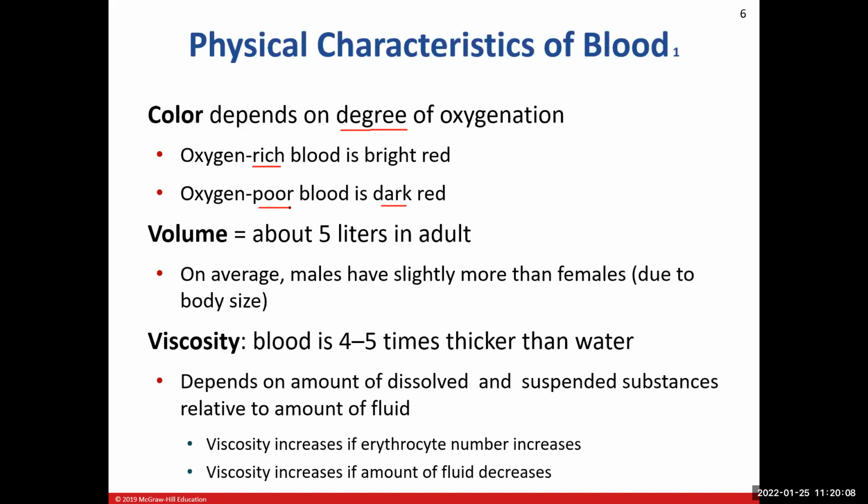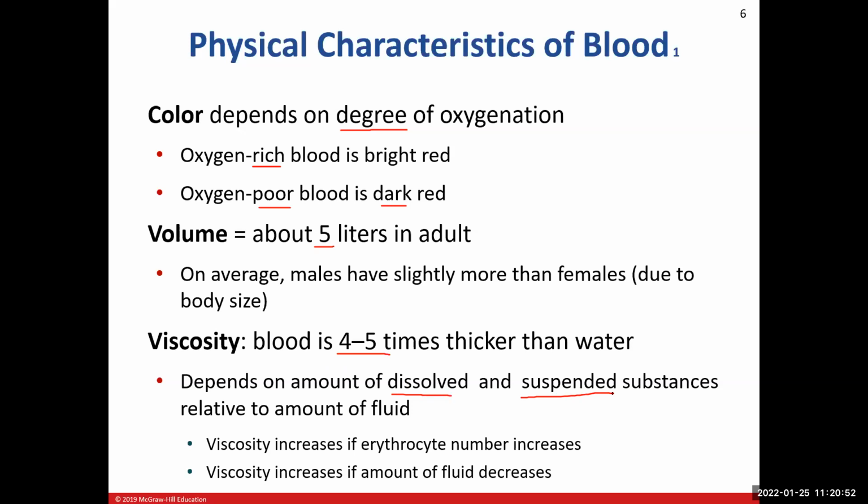So when we talk about how much blood is in the body, we're going to use volume to describe that. And most adults have about 5 liters, okay? Men slightly more because men are slightly larger than women. All right, viscosity, cool term. Talks about how thick the blood is. You can see here, blood is 4 to 5 times thicker than water. And it really depends on how much stuff is in the blood. When we talk about viscosity, what we're talking about is the formed elements that are in the blood and the amount of dissolved or suspended substances that are in the blood plasma.